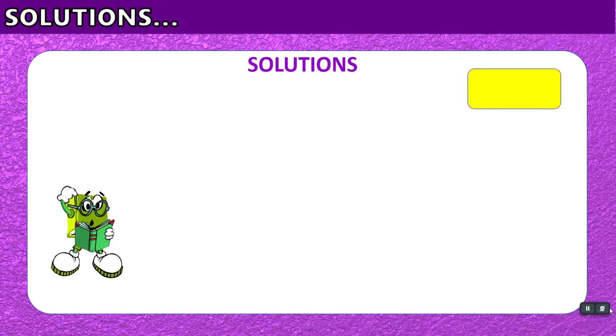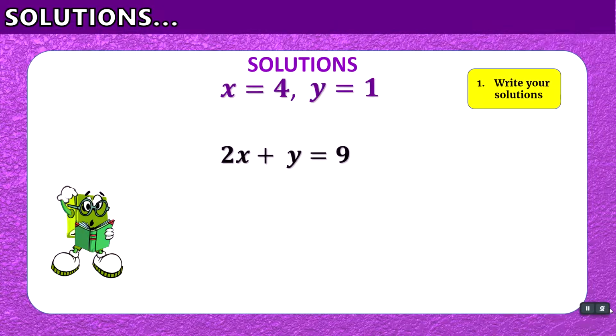So we write our solutions finally. X equals 4 and y equals 1. But let's check just to be sure. Let's use equation 1 again and substitute the values of x and y to be sure that we come up with the answer of 9.